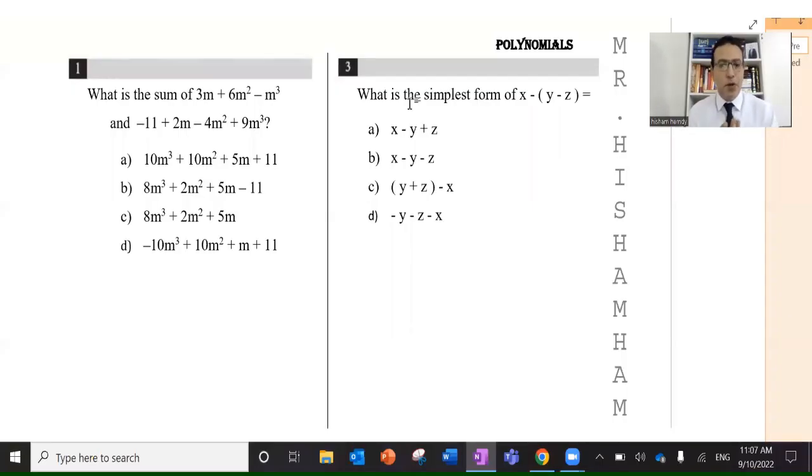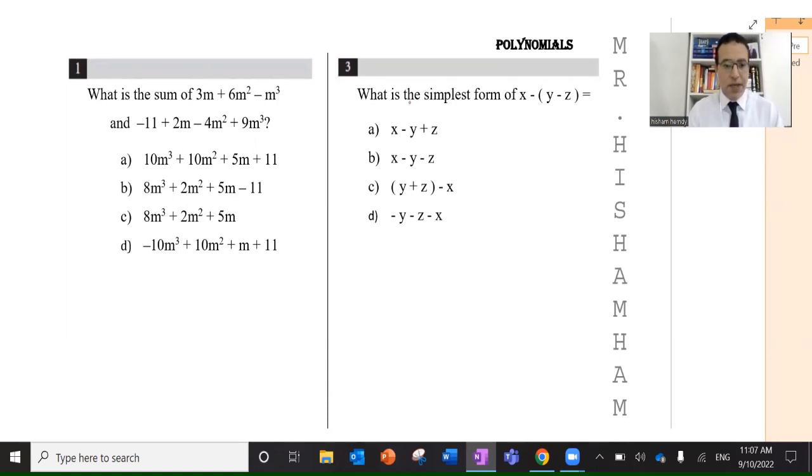Bismillah ar-Rahman ar-Rahim. Let me introduce for you how we are solving the questions in SAT. It's a little bit different, and I'm going to show you one of the methods that I'm working with.